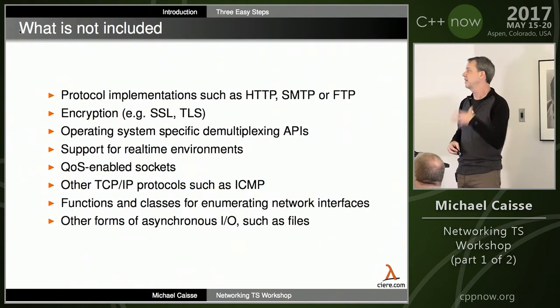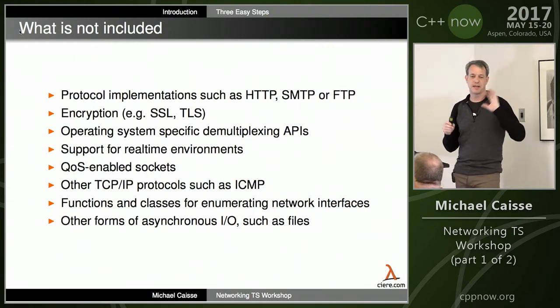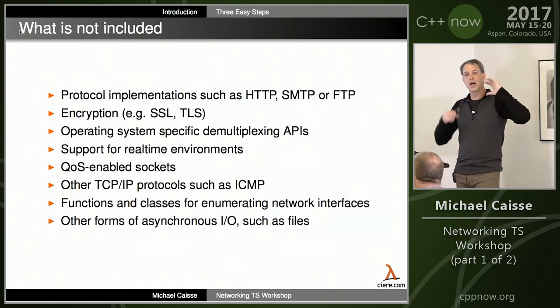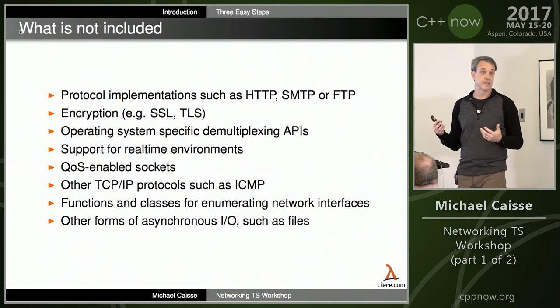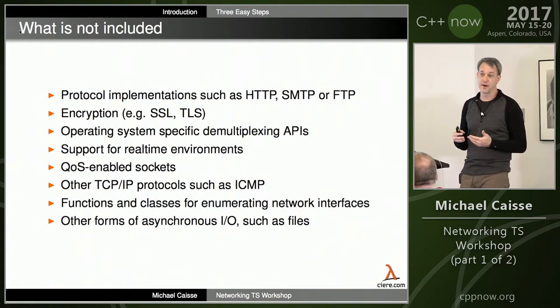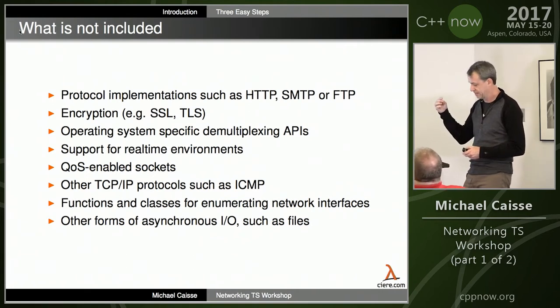What's not in it? All of that other stuff that you may have already been familiar with in the past, higher level protocols. The networking TS is a lower level thing. On top of it, you will build other functionality. For example, Beast is built on top of Boost ASIO and will be converted over to the networking TS. Beast is for dealing with something that I just forgot.